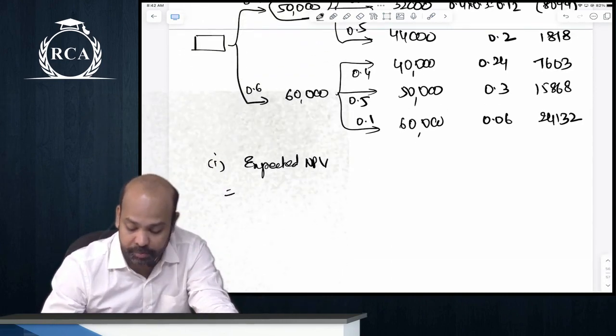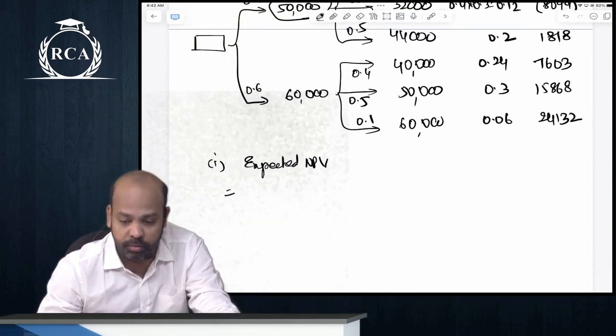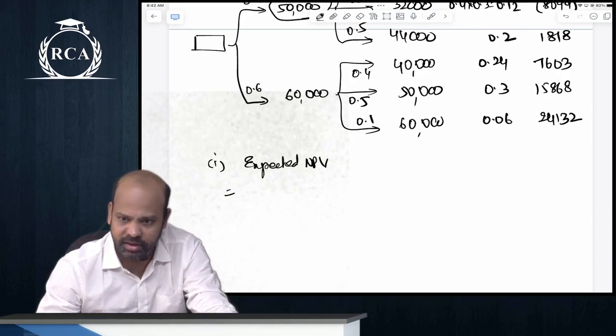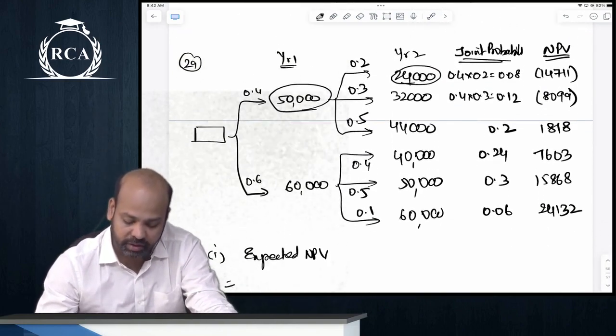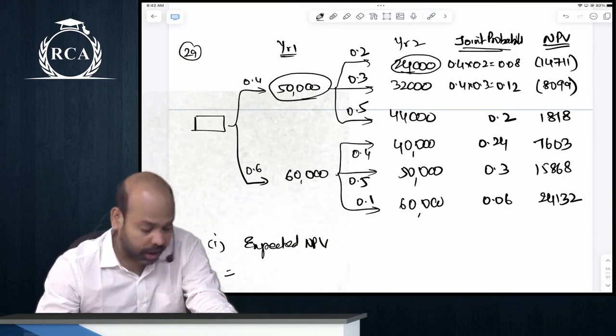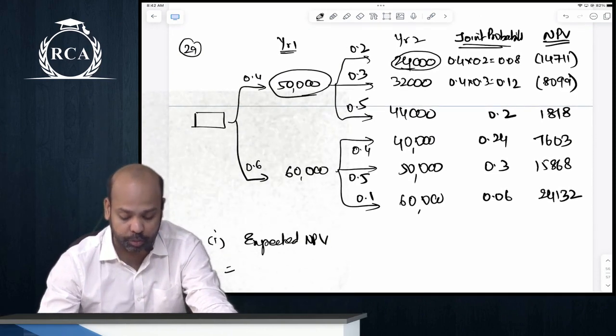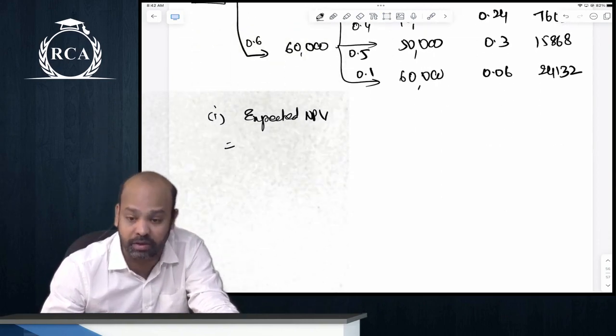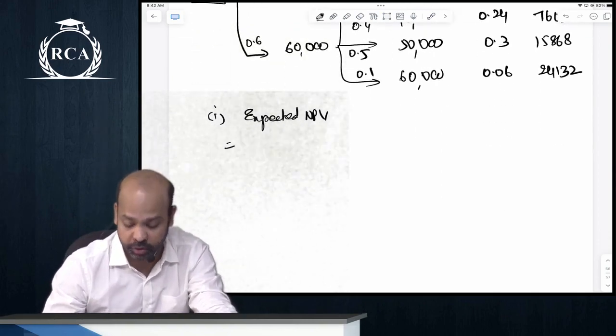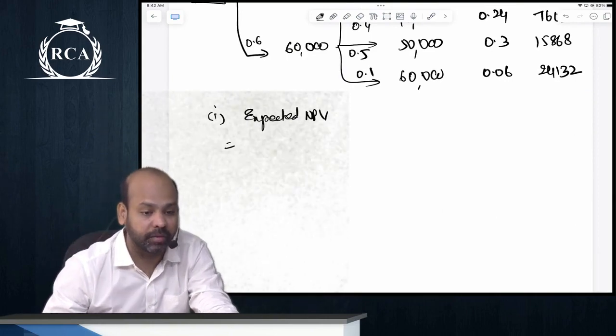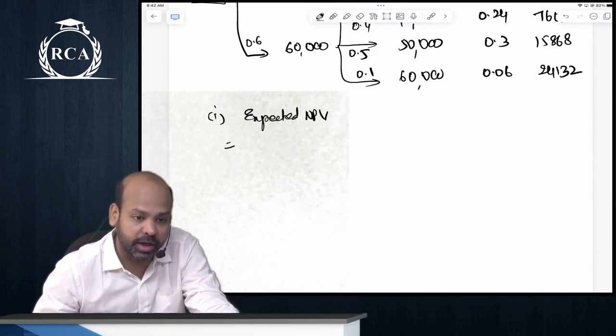Did you all get these NPVs? Roma beta, Sakshi, आया क्या आंसर? Whatever NPVs that you got, please multiply. Negative 14,711 into 0.08, negative 8099 into 0.12, so on till 24,132 into 0.06. कितना आया expected NPV?